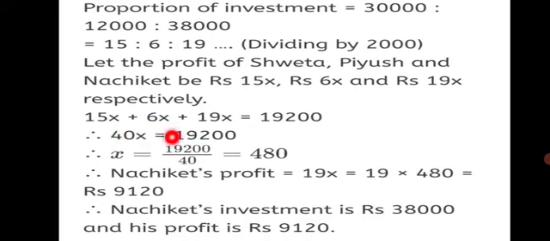Now on adding it, we get 40x is equal to 19,200. So x is equal to 19,200 divided by 40, which is equal to 480. Nachiket's profit is equal to, we know Nachiket is 19x, the third one. So 19x is equal to 19 into 480, which is equal to 9,120. So we got both the answers for Nachiket which are asked in the question. Nachiket's investment is rupees 38,000 and his profit is rupees 9,120.